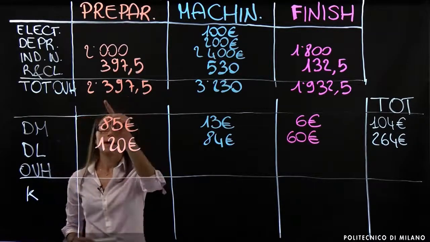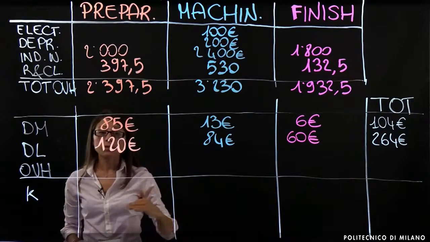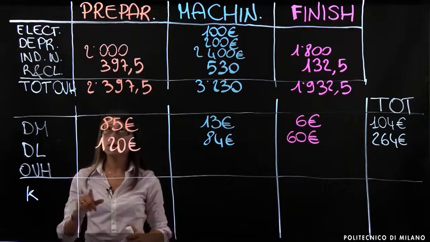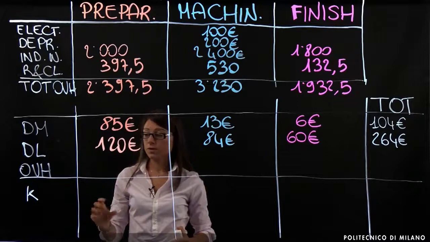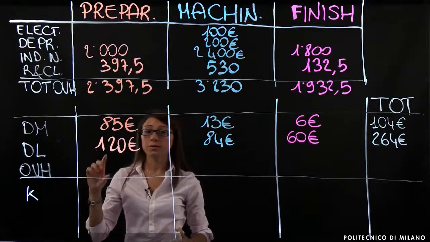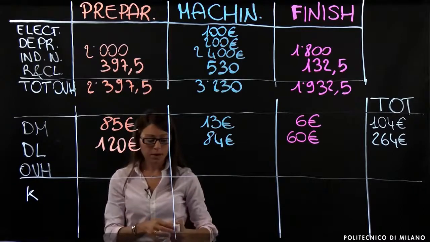The total overhead is this value, 2,397.5. We need to identify the allocation basis. What's the allocation basis for the preparation department? This is something that is given by the text, because they say that in the preparation department, the direct labor hours is the allocation basis that is used.